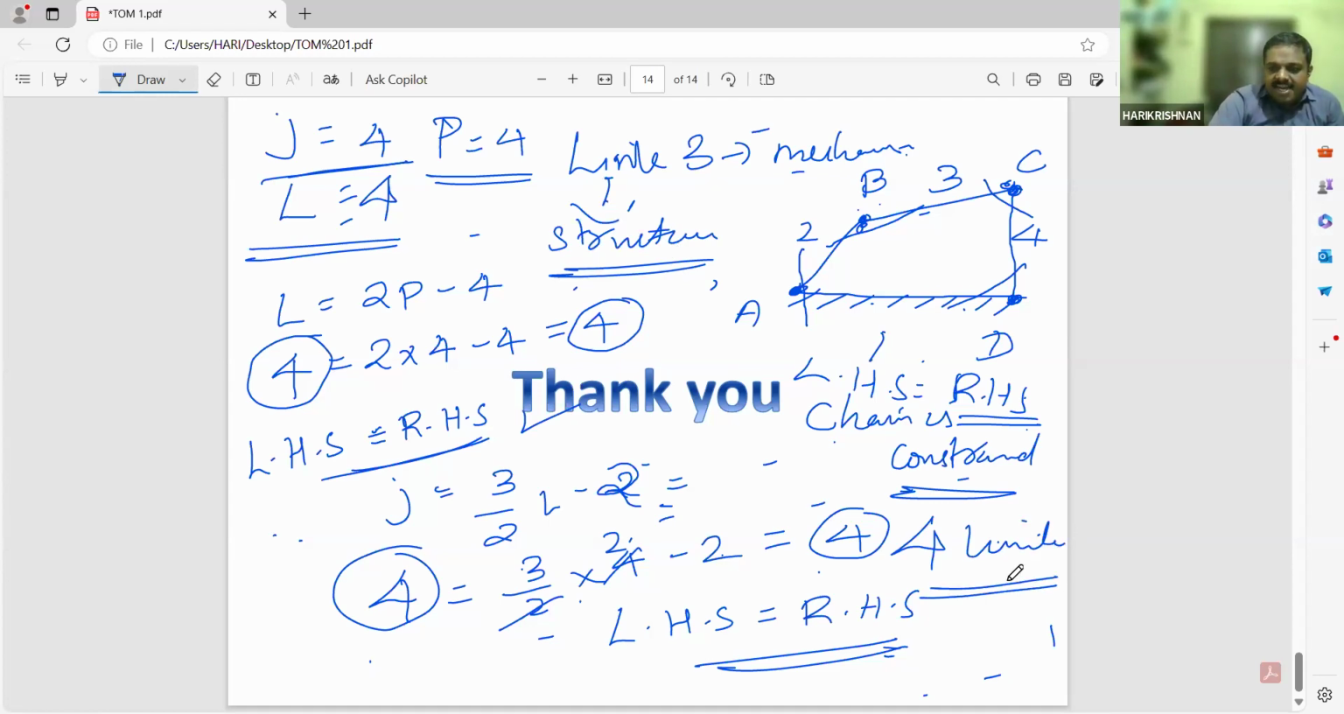If it is a 3-link mechanism, it is known as a structure. And the basic thing for a mechanism to happen is that it should be a 4-bar mechanism. I think everything is clear for you. The example is clear, no? Yeah, okay.